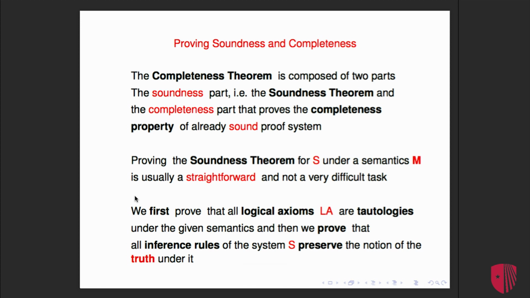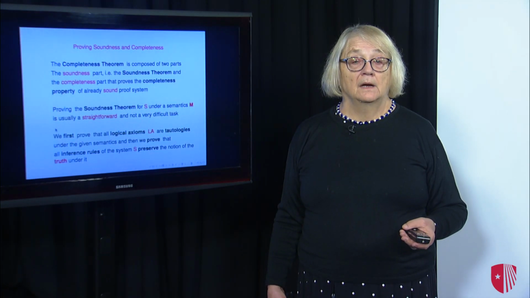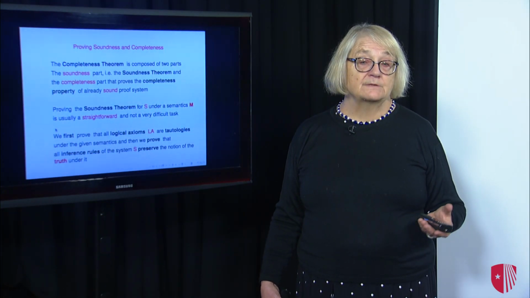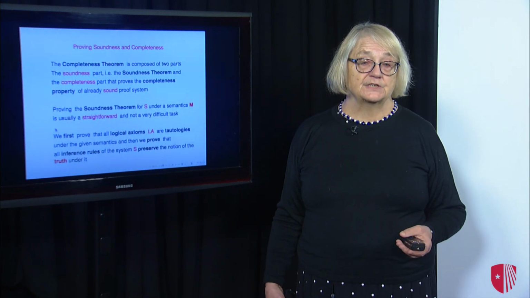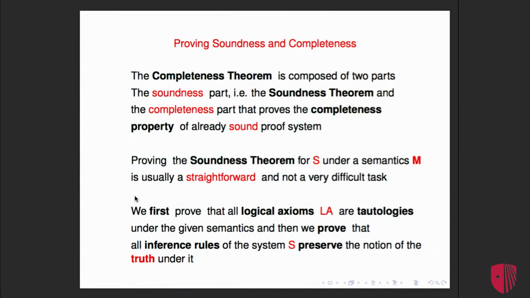The Completeness Theorem is composed of two parts. One is the soundness part, which means the Soundness Theorem, and the completeness part that proves the completeness property of the sound proof system. Also, proving the Soundness Theorem under given semantics is pretty straightforward. So it's not difficult to prove, and I will show you how you prove it and what the steps are.